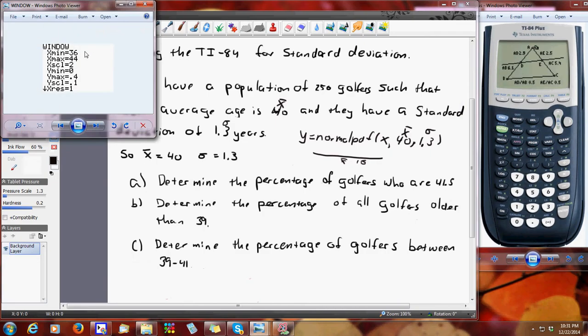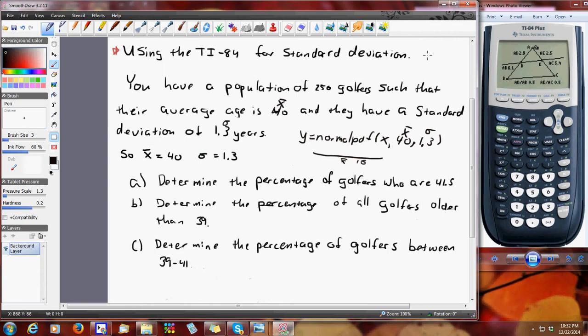Now, because my mean is 40 and my standard deviation is 1.3, I take 1.3 and multiply it by 3. I get 3.9. So I'm going to say 40 minus 4, which is 36, and 40 plus 4, which is 44. The way I got the 4 was because my standard deviation is 1.3, and we're usually going out by 3 standard deviations. So 1.3 times 3 is 3.9. I just rounded to 4.